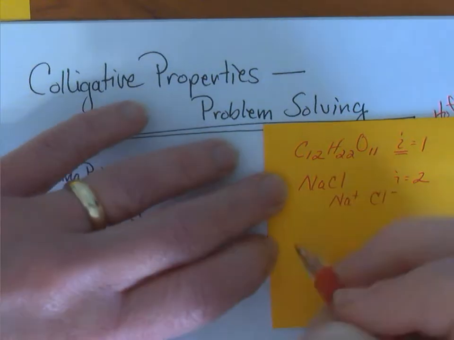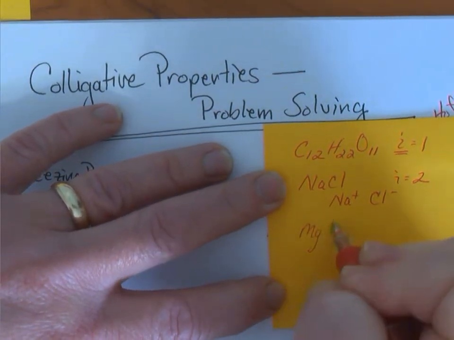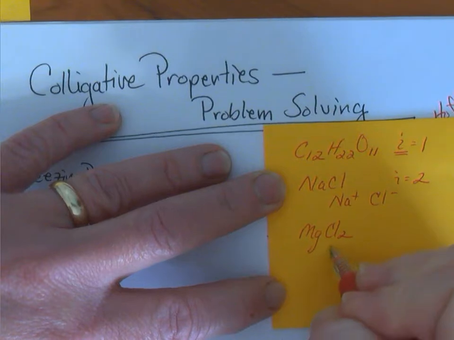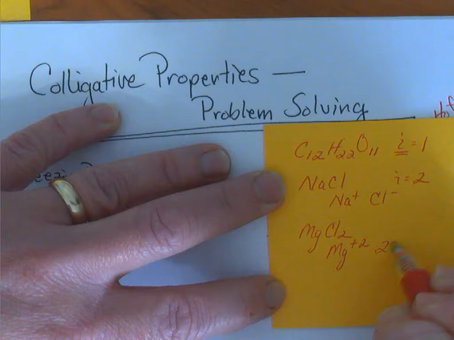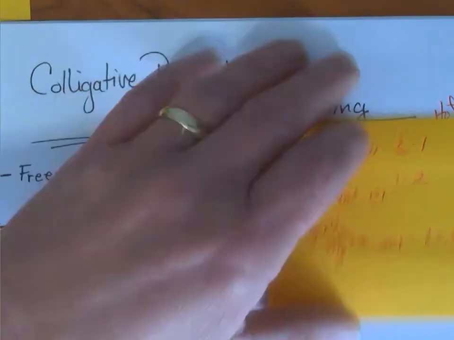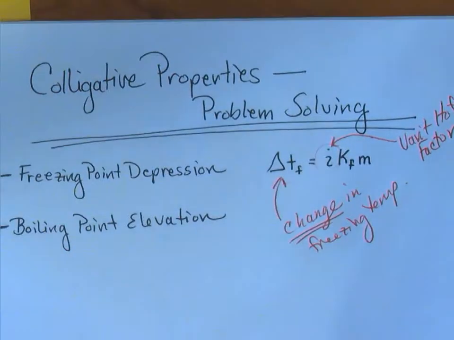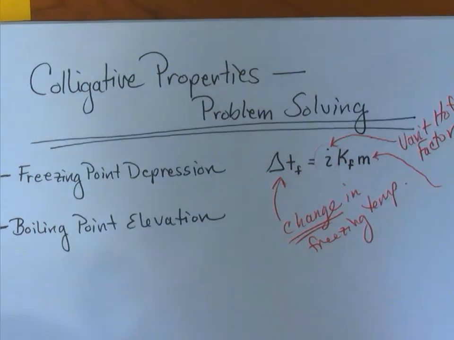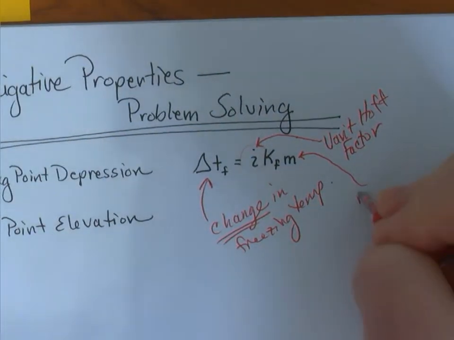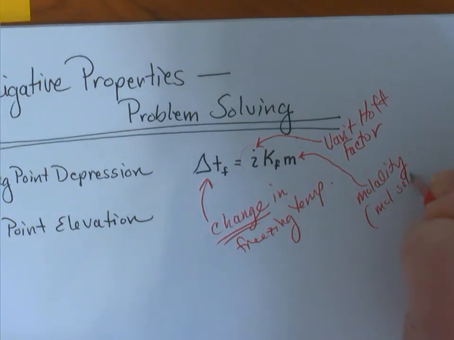Just to remind you, what if we had magnesium chloride? Well, this will dissociate into the magnesium ion and then 2 chloride ions. So the Van't Hoff factor here is 3. Okay, so we're going to have to really be aware of what our solute is doing. This lowercase m, of course, is molality. And remember, molality is moles of solute per kilogram of solvent.